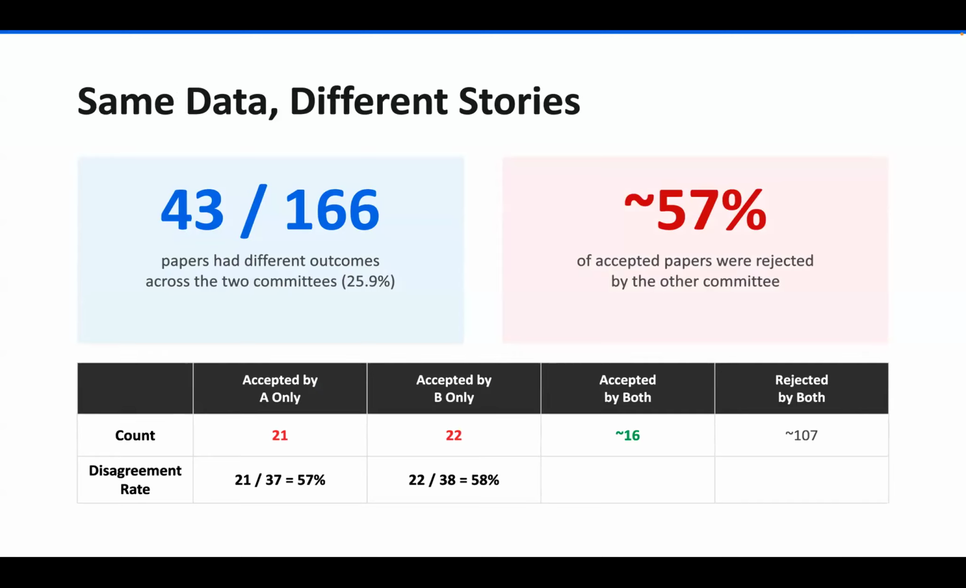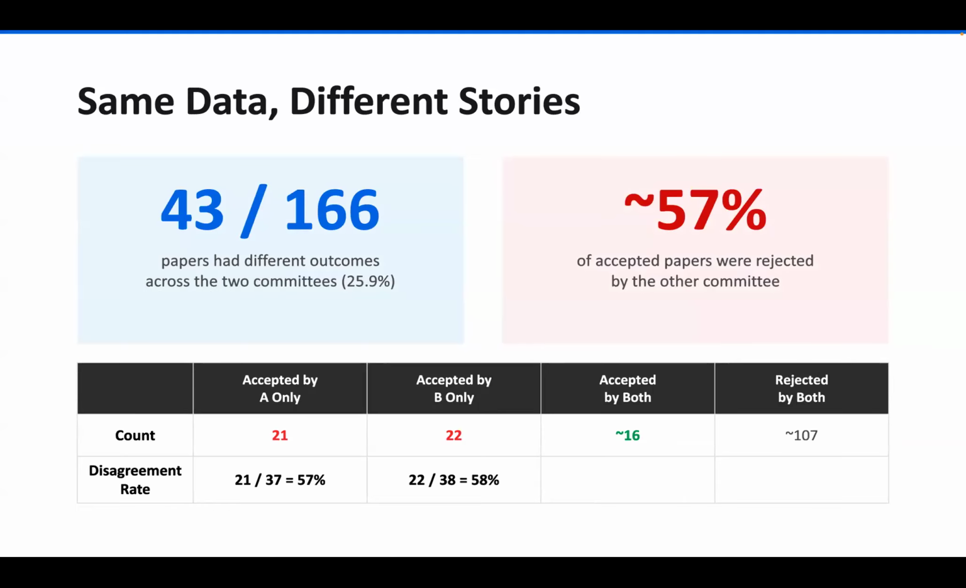So both the communities rejected around 107 papers. But if we see the agreement at how much time they actually agree on what should be the papers that should be accepted, the disagreement goes to 57%, right? And this was an alarming number.